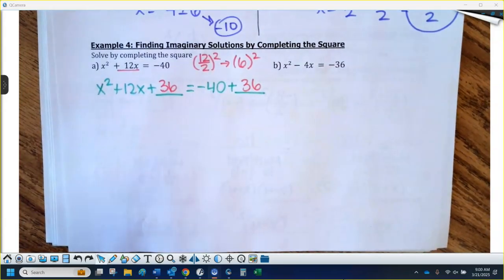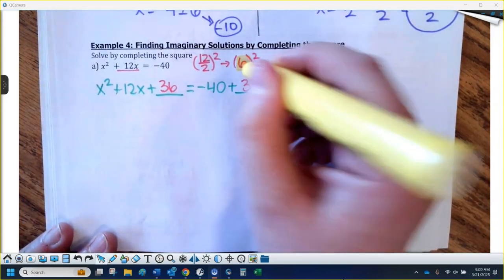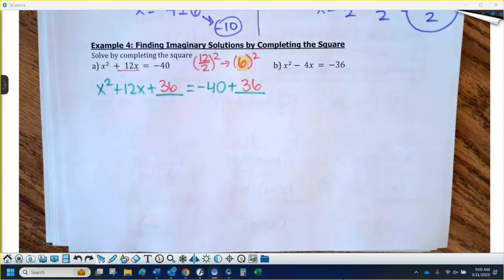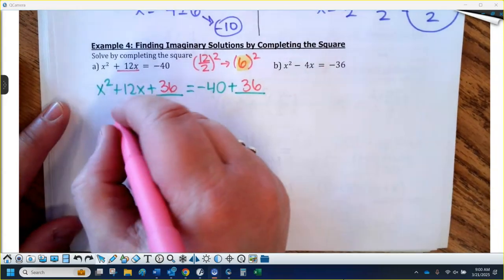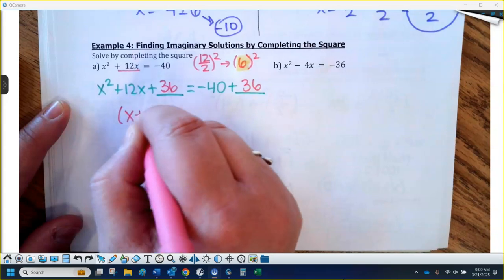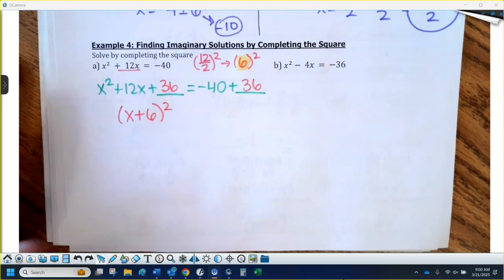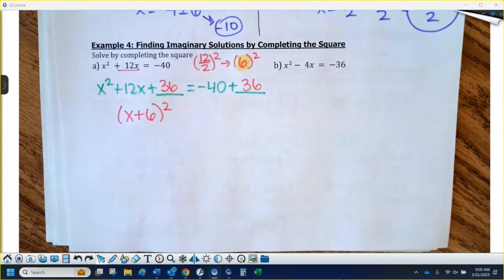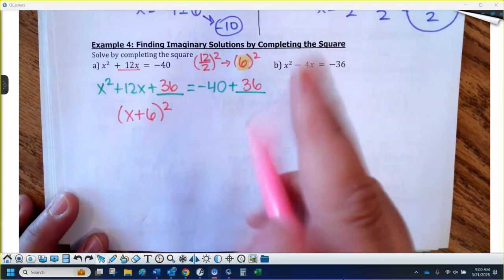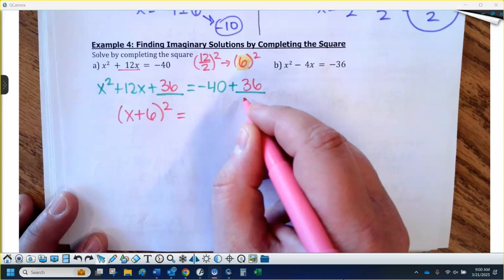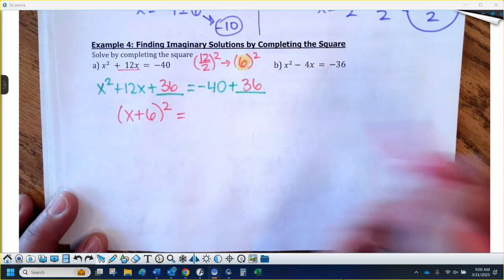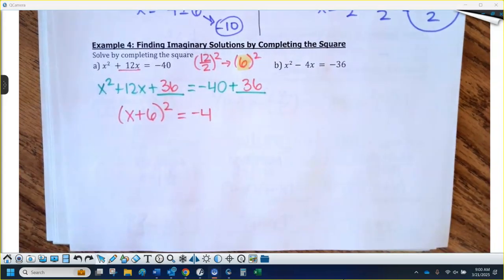Okay, I swear to you, if you did this right, the b value divided by 2 squared, whatever you ended up squaring, which was 6, that'll be your factor. So multiply to get 36, add to get 12, 6 times 6, 6 plus 6, I'm just going to write x plus 6 squared. It matches whatever you squared. The other side of this is just negative 40 plus 36, which will give me negative 4.